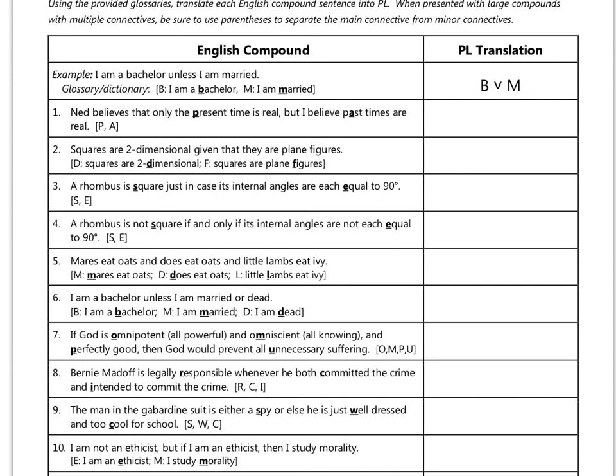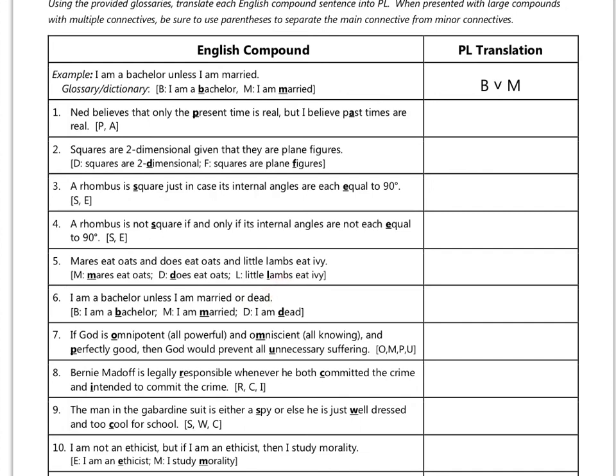We've been given the glossary here. Treat capital M as standing for mares eat oats. D is standing for does eat oats. It doesn't say doe, it says does. And L for little lambs eat ivy.